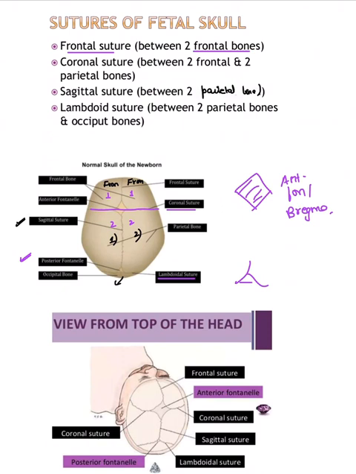So this one is the occiput. This is a view from the top of the head. If you look, you have the frontal suture followed by the frontal bone, followed by the anterior fontanelle, followed by the coronal suture, followed by the sagittal suture, and on both sides the parietal bones, and posteriorly the lambdoid suture, followed by the posterior fontanelle or the lambda, and the occipital bone behind.